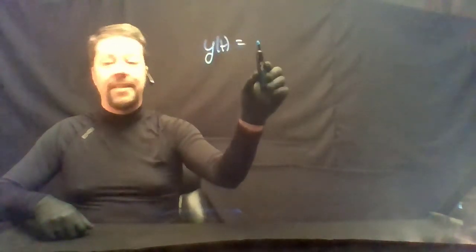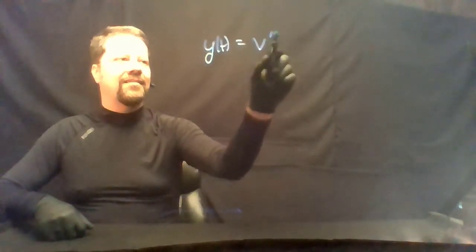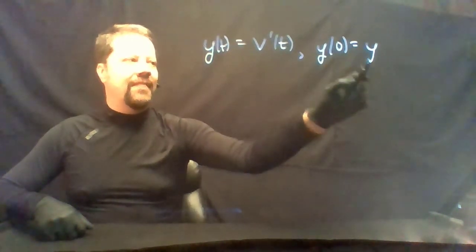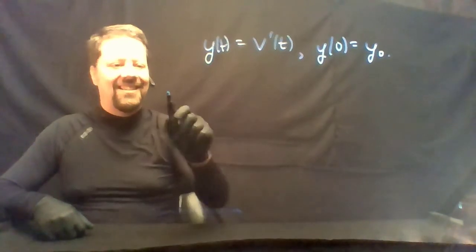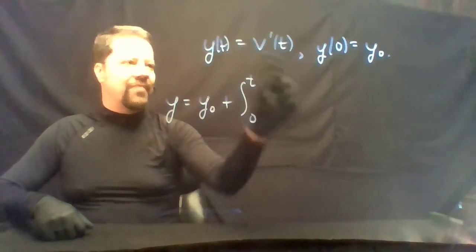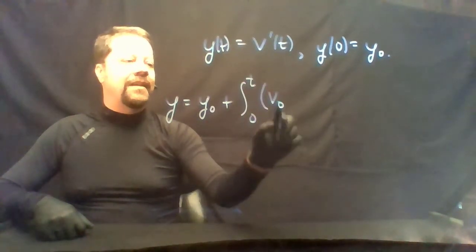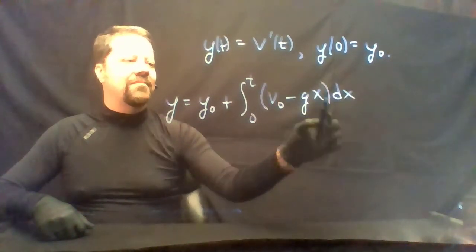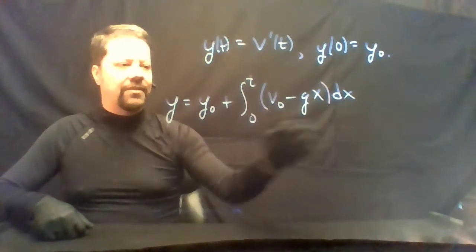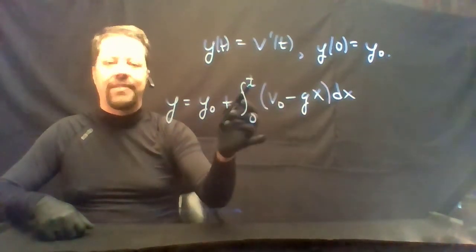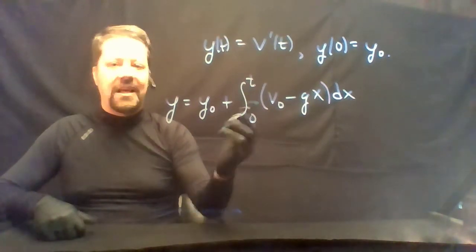Alternatively, if the height as a function of time is the derivative of the velocity, and also if the height at time zero is some value y naught, then according to our formula, y will be y naught plus the integral from zero to t of our velocity, which we now know to be v naught minus g, we'll call this x, dx. We always put a dummy variable into our integrals if they're definite integrals, because the value of the integral will depend only upon the limits of integration. It'll depend upon t and zero.